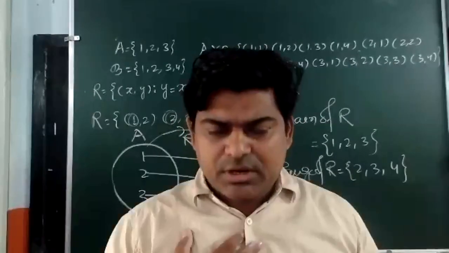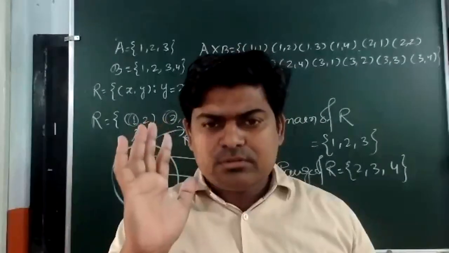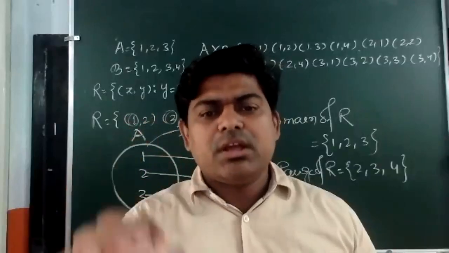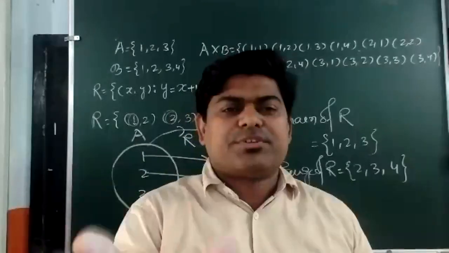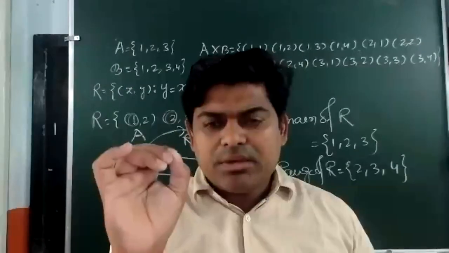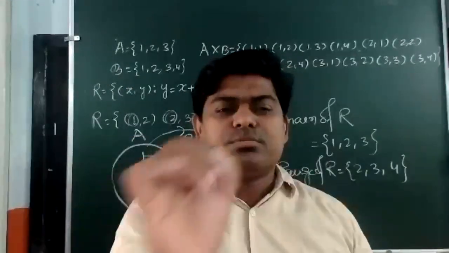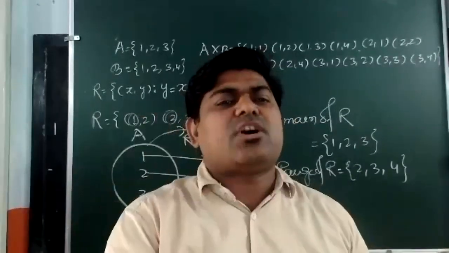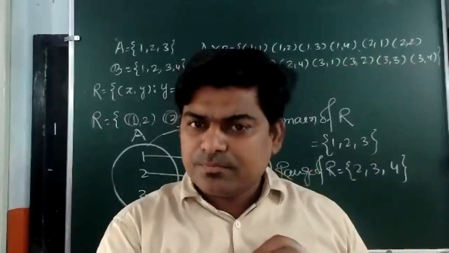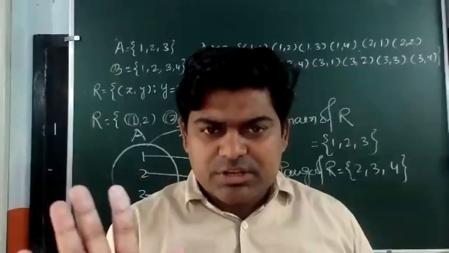Listen to me again, what I said. According to the definition, relation means R. Relation is represented by capital R. If a relation is defined from A to B, then that relation should be a subset of A cross B. That much only I said.